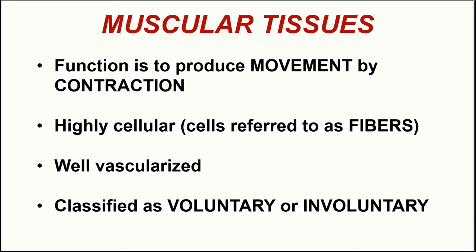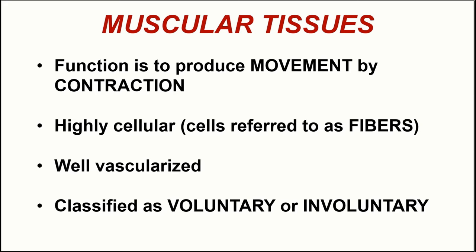So let's begin with the muscular tissues. The function of all of the muscular tissues is to produce movement by contraction, right? This term contraction means that the muscle is shortening in length, and in doing so, it's generating a pulling force. And so that is how muscles are able to produce movement, by contracting and shortening, generating these pulling forces and producing movement that way, right?